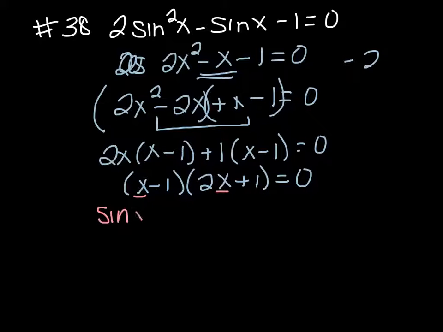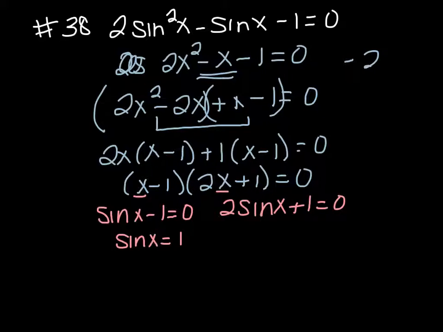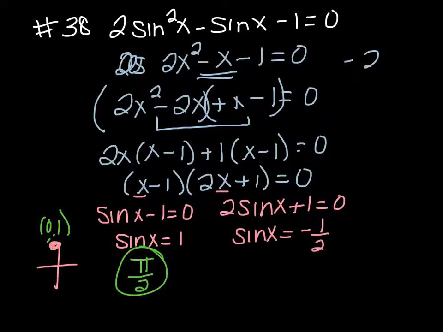So I have sine of x minus 1 equals 0, and 2 sine of x plus 1 equals 0. Now I'm going to solve. I want to know, where does the sine of x equal 1? And where does the sine of x, I'm going to subtract 1, divide by 2, equal negative 1/2? Well, the sine of x equals 1 only at this point right here, and that point is (0, 1). Therefore, pi halves is the only place that it will equal 1.